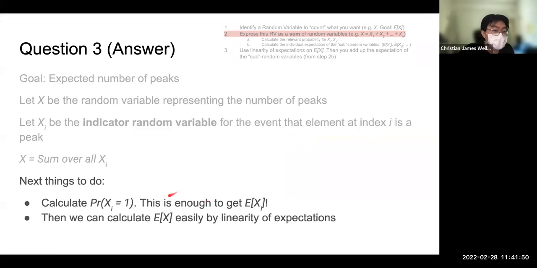So the next thing we have to do is to compute the probability that the element at index i is a peak, X_i equals 1, to get the expectation of X_i. If you manage to at least get to this step, I'm happy, because really the hard part is computing this probability, I feel.